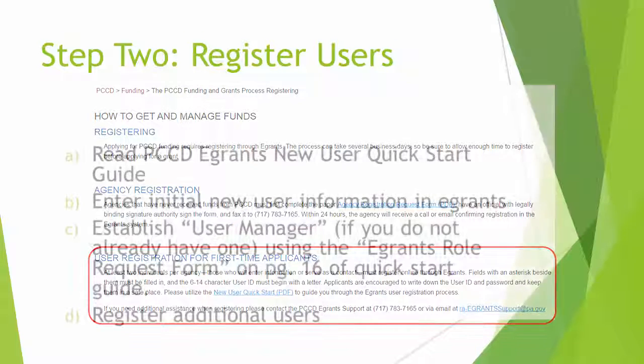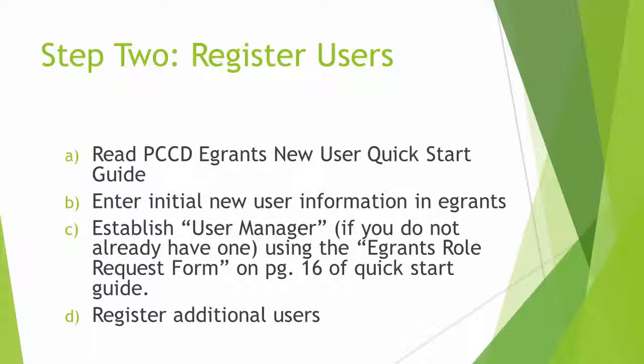It is highly recommended that you read the New User Quick Start Guide, which provides step-by-step support for this process. Of note is that you must establish an agency user manager and have that person approved before you will be given full access to eGrants. This step may take a few days. Once you have this role established, you can then register additional users from your agency and begin applying for funding.